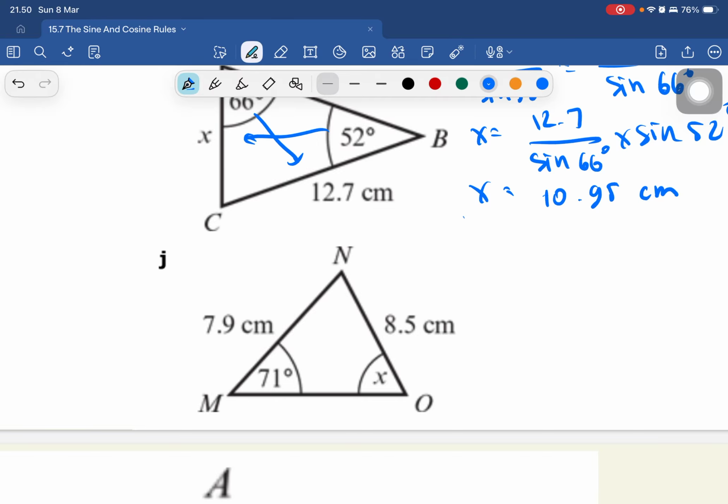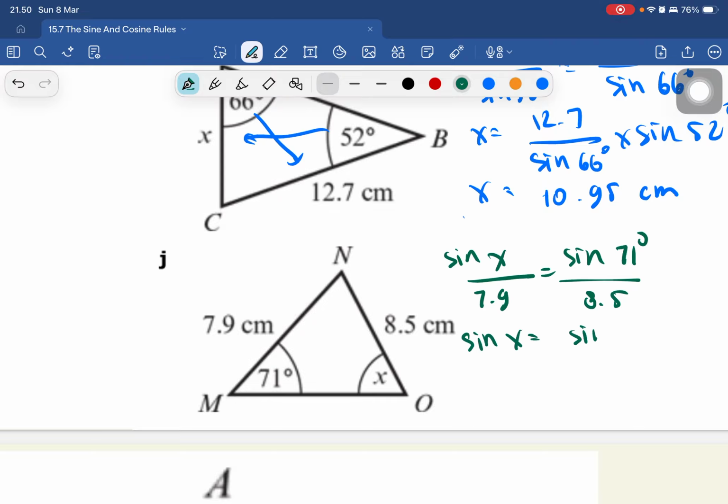Okay, they would like us to find these two angles. So x over 7.9 equal to sin 71 degree over 8.5. So sin x equal to sin 71 degree divided by 8.5 multiplied with this 7.9.